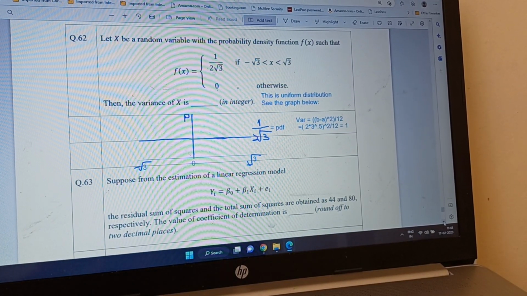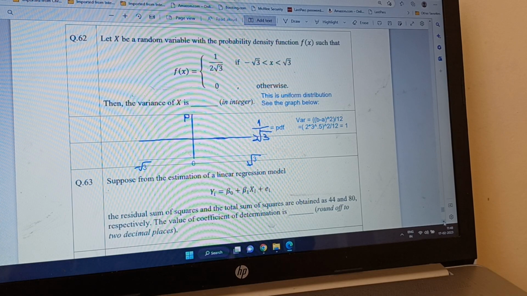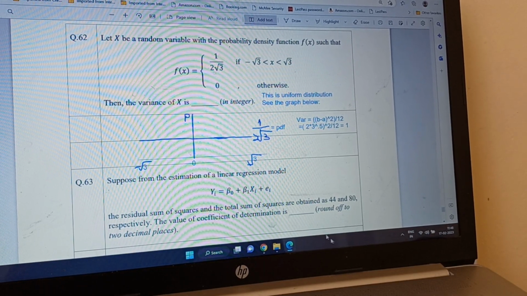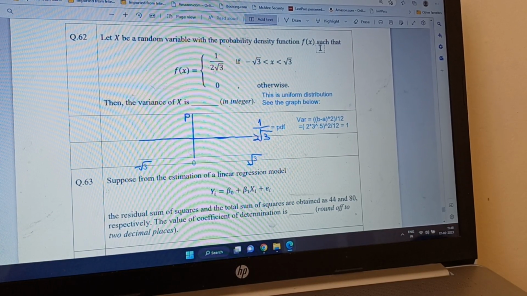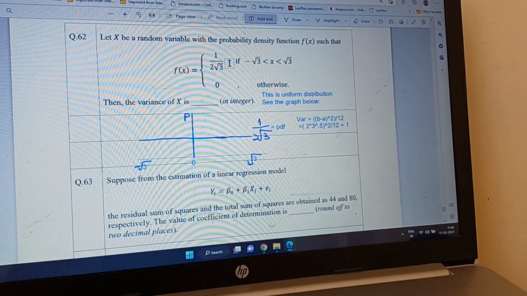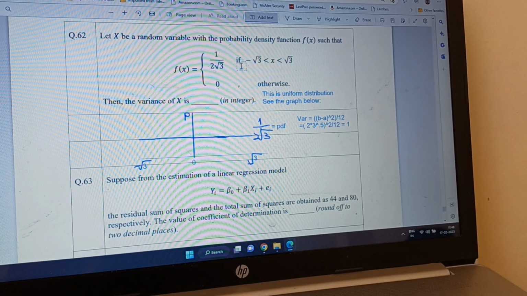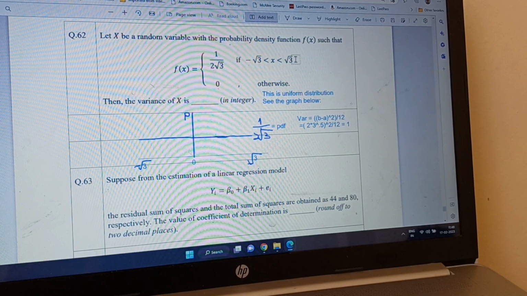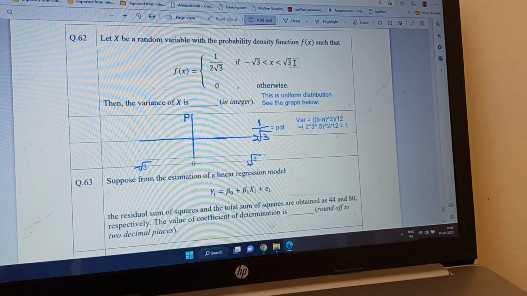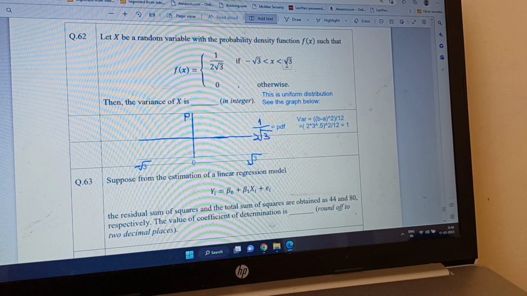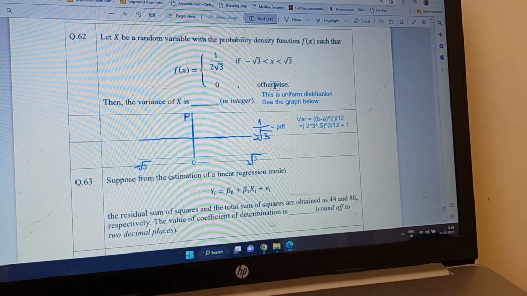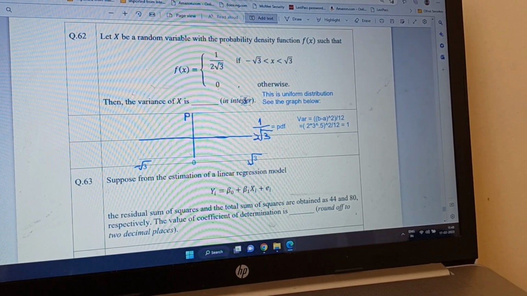The next question is slightly difficult and many people might have made errors in this. Let X be a random variable with probability density function f(x) equal to 1 by 2 root 3, a constant, if x is between minus root 3 and plus root 3, and 0 otherwise. It means it is a uniform distribution, the range is fixed and f(x) is also fixed. Then the variance of X.